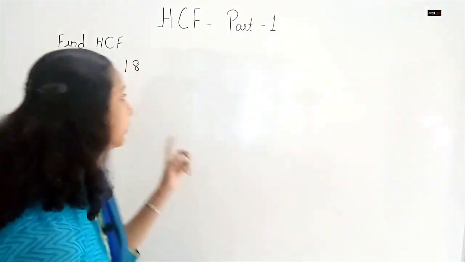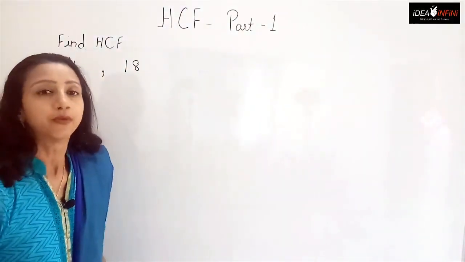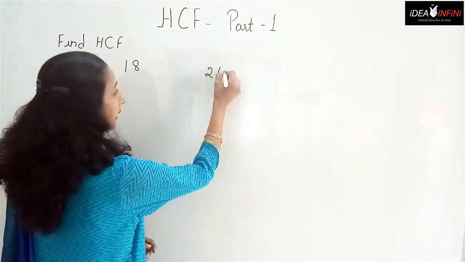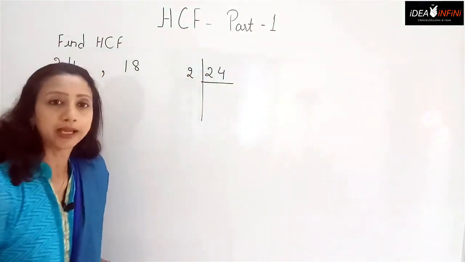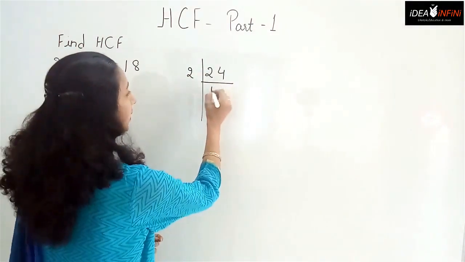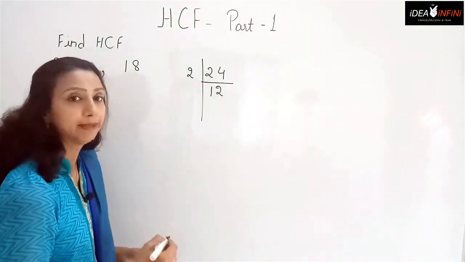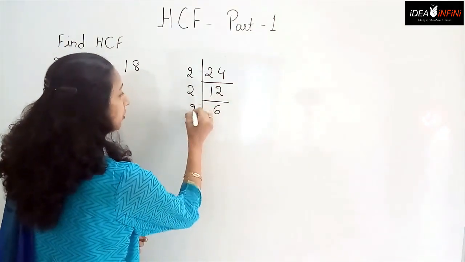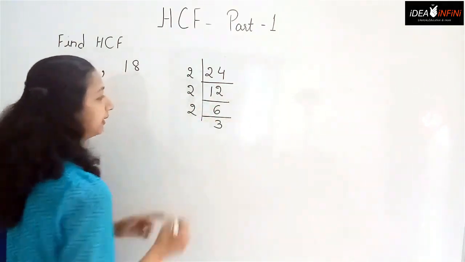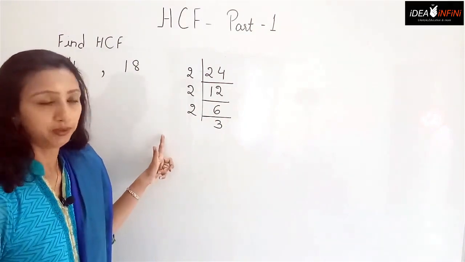Let me start with an example. Suppose we have two numbers, 24 and 18. First we find out the factors of 24. 2 is the smallest number which divides 24 other than 1. So we have to find out the prime factors. And 2 again, it gives me 6, 2 and 3. So these are the factors of 24.